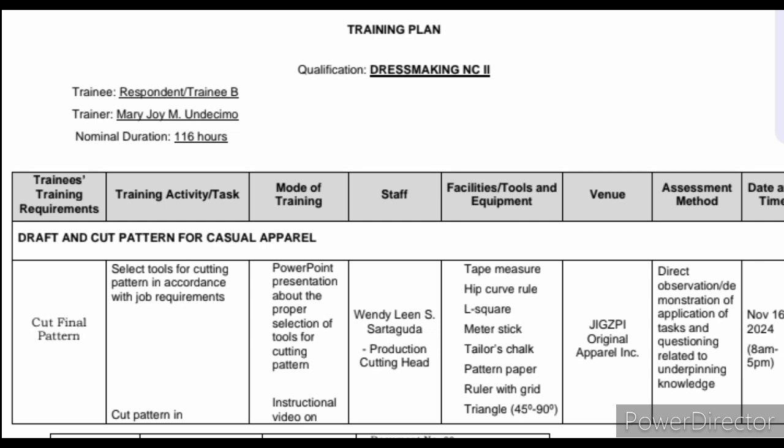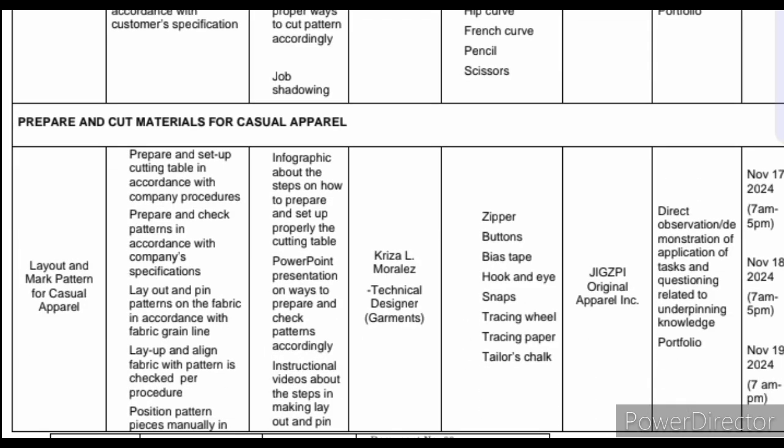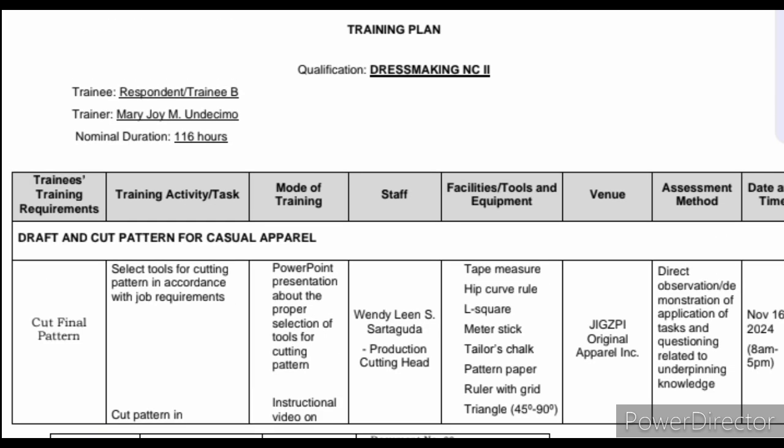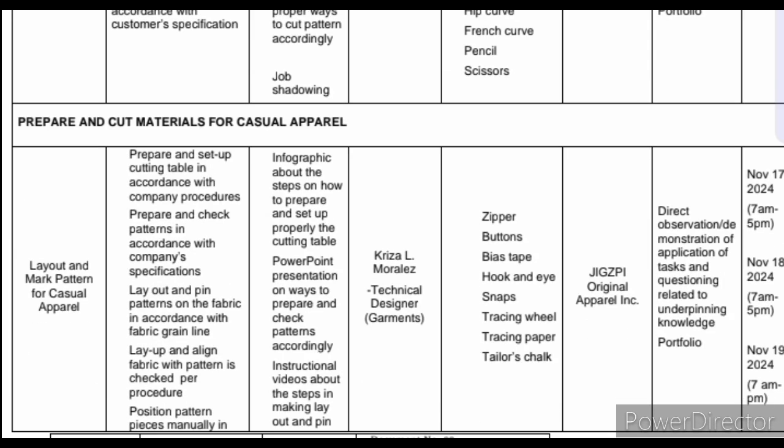This learning outcome has a training activity or task. It includes select tools for cutting pattern in accordance with job requirements and cut final pattern in accordance with customer's specification. So the mode of training of this learning outcome includes PowerPoint presentation about the proper selection of tools for cutting pattern, as well as instructional video on proper ways to cut pattern accordingly. So I considered it as job shadowing.